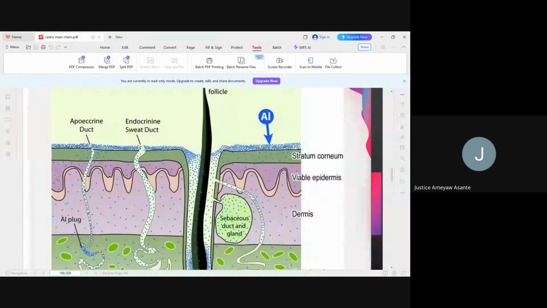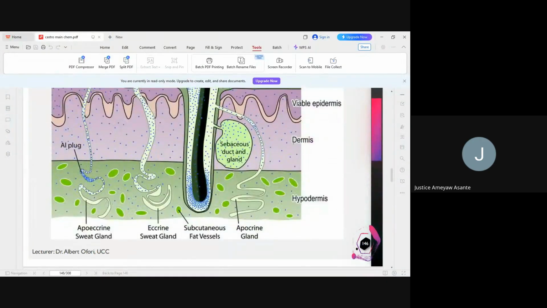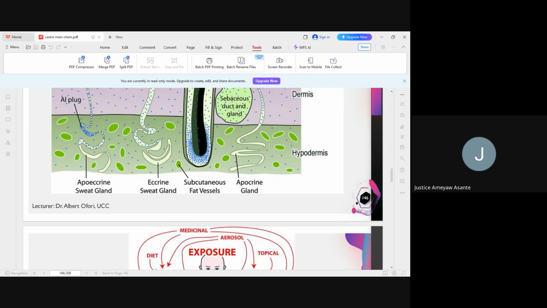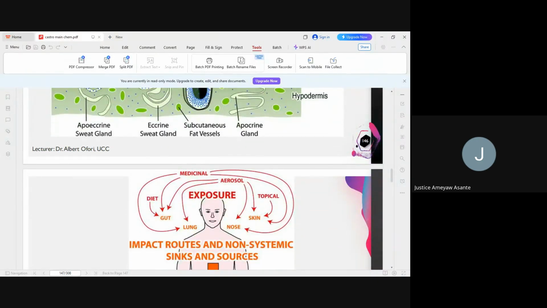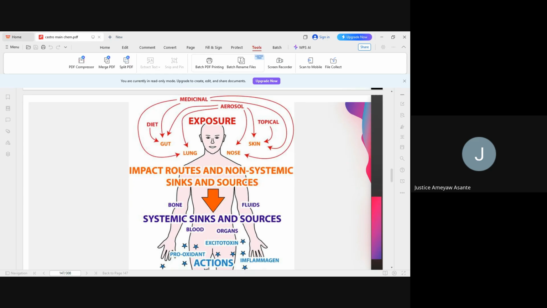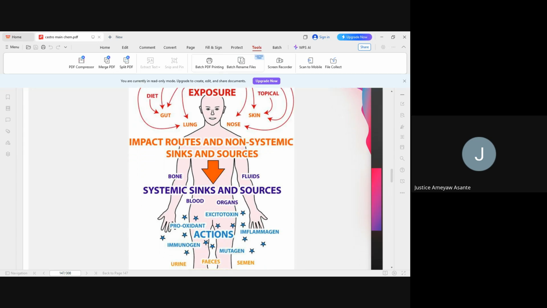So what are they doing? They are introducing it into the system. And these are the areas that it can go to: acupuncture gland, sebaceous gland, sweat gland, and all those. So these are the areas that are used for medicinal purposes. So we have the medicinal, diets, guts, lungs, aerosol, exposure, topical, skin, nose, and all kinds of things.